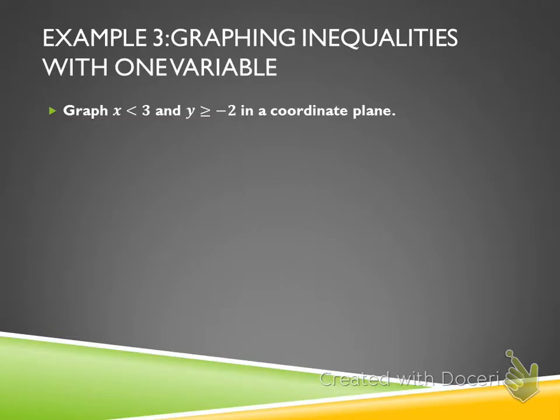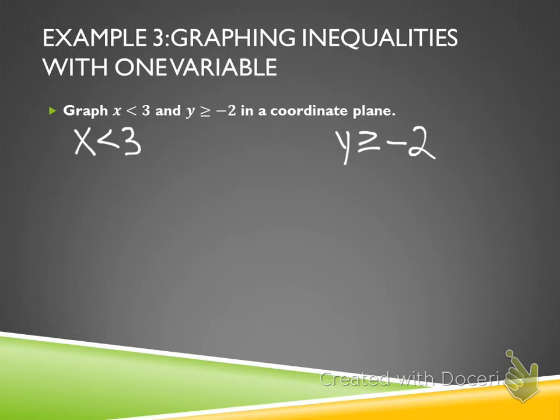Okay, now in example 3, now I have inequalities that only have one variable. X is less than 3, okay? And y is greater than or equal to negative 2. You don't have to do these on your graphs, I just want you to pay attention. All right, so in this case, it's going to either be a horizontal or a vertical line.